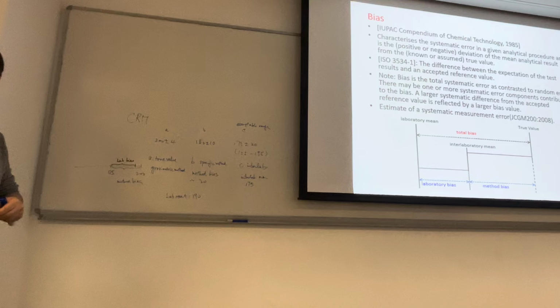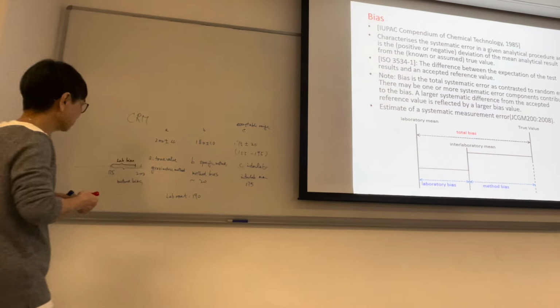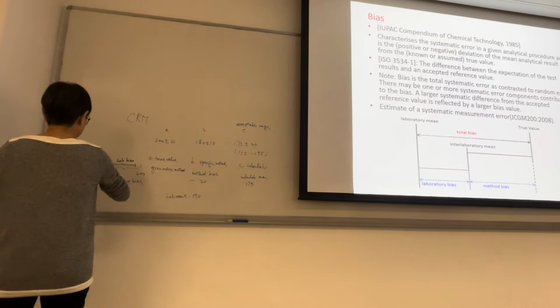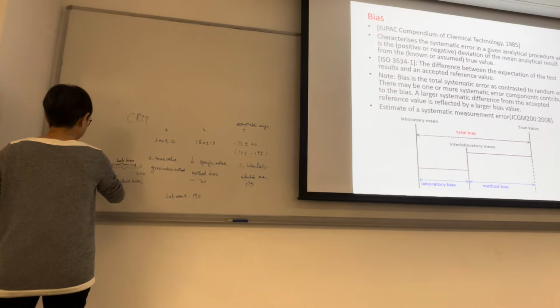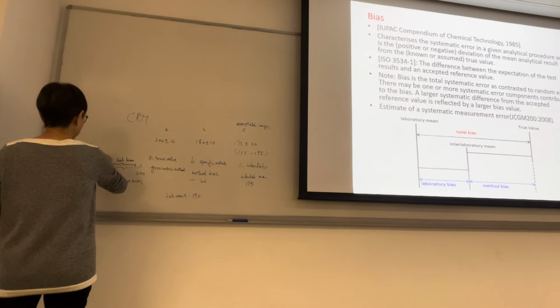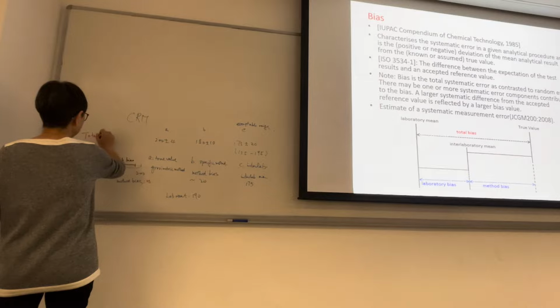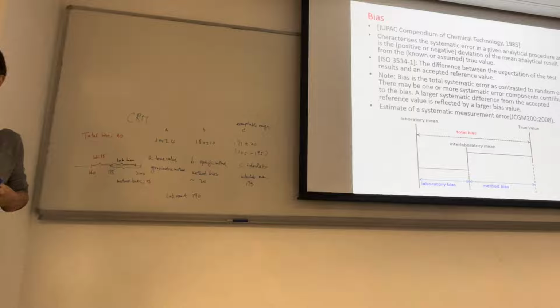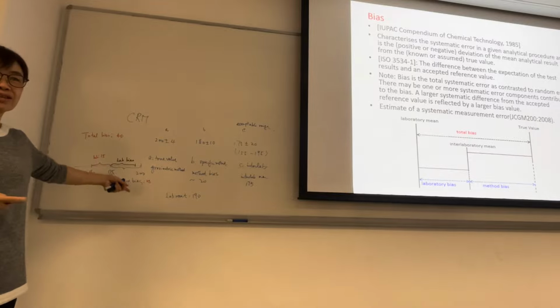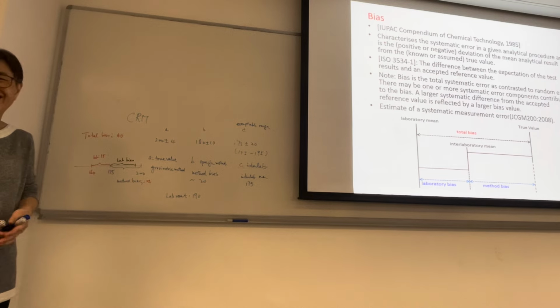Okay? But if another laboratory reports a result, 160, so this laboratory bias will be 15. The method bias is 25. The total bias will be 40. Okay? Will be 40. Then in this case, it is easier to understand.